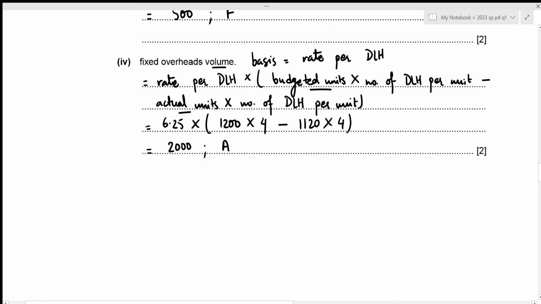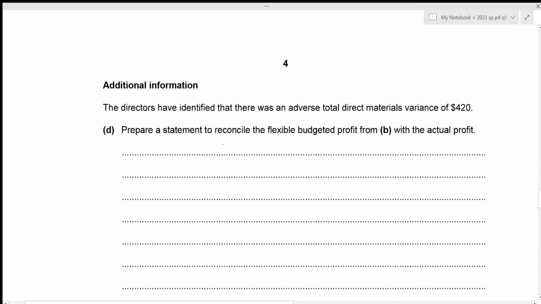Okay, let's move to the next part. We're given additional information. The directors have identified that there was an adverse total direct materials variance of 420. Now we need to prepare a statement to reconcile the flexible budgeted profit from B with the actual profit. So whenever we're trying to reconcile the flexible budgeted profit to the actual profit, we just need to adjust all of our variances. And what we do is we add all of our favorable variances and subtract all of our adverse variances from the flexible budgeted profit. And we will be doing the same thing here as well. Let's start with our flexible budgeted profit.